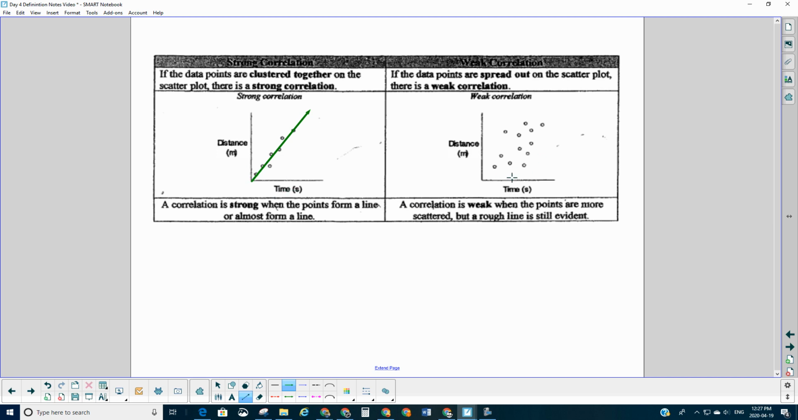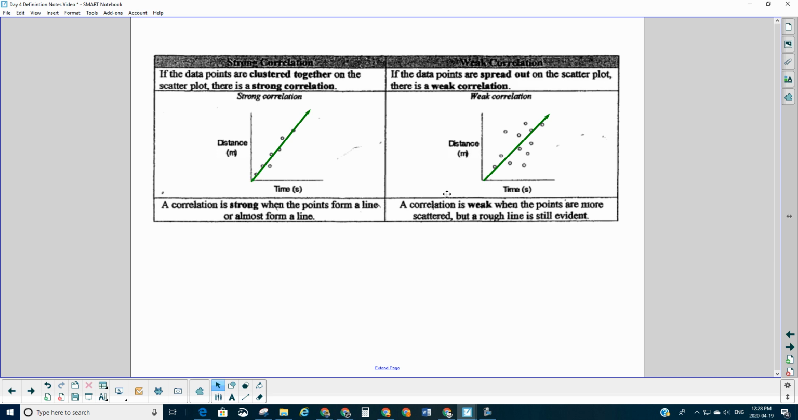Now this is a different scenario, still time versus distance, but the points are a little more scattered. I think you might agree that it's still kind of going up, and if we tried to draw a line of best fit, it would be something like this. But you see how the points are further away from the line of best fit and spread out. So we call this a weaker correlation.